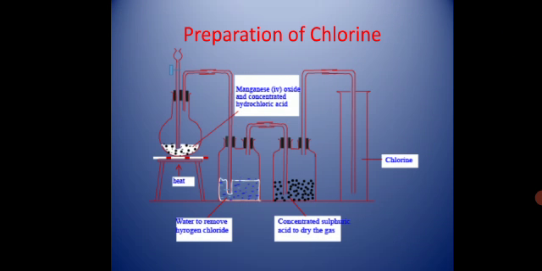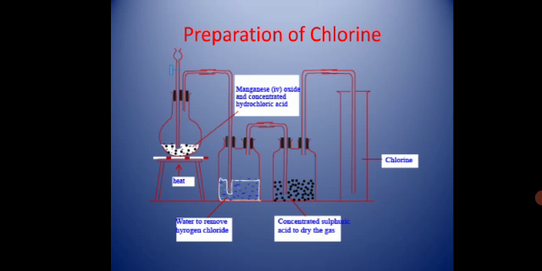Here we pass oxygen gas into hydrochloric acid in the presence of Cu2Cl2, cuprous chloride, which acts as a catalyst, at a temperature of around 673 to 723 Kelvin. We get water and chlorine, and the chlorine gas is collected from the drying tower. The chlorine obtained by this process is not very pure and is used for the manufacture of bleaching powder. Clear? This is an old process used for commercial preparation of chlorine.